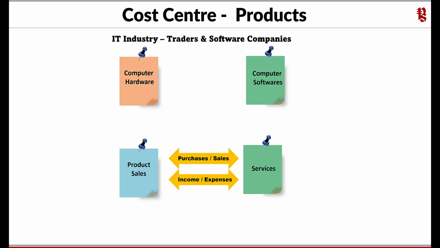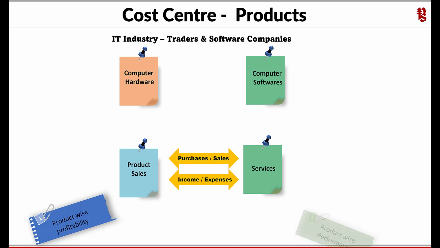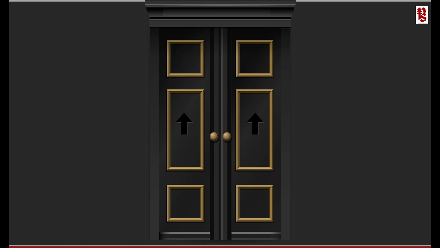The important aspect the organization wants to achieve is to know the product-wise profitability, and product-wise performance would help them take better informed decisions regarding their product line. Let us now quickly navigate to Tally Prime and create these cost centers.